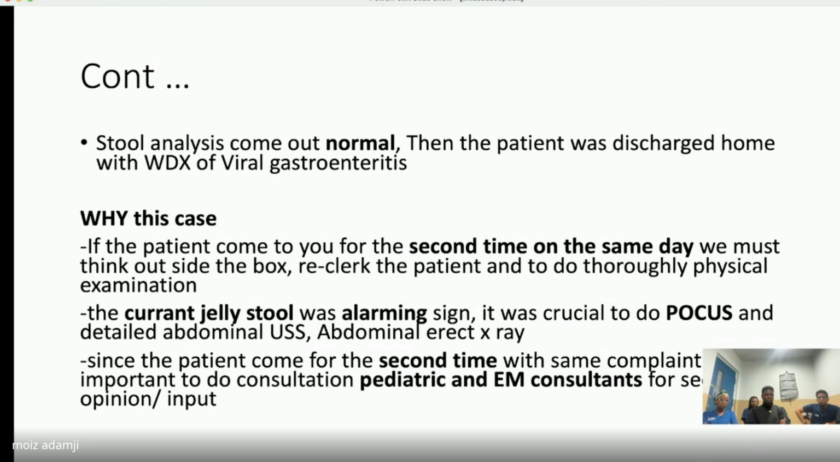So is there anything else from the team? Any questions that are concerning? Yes.